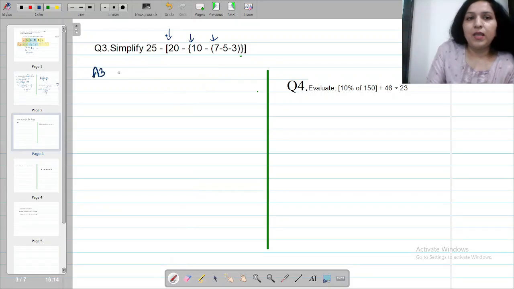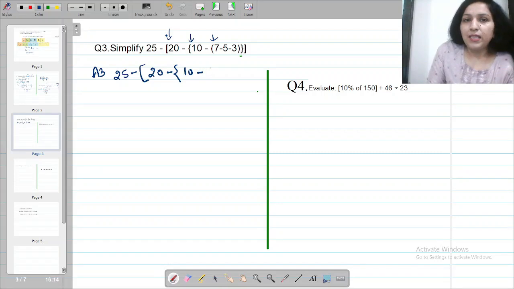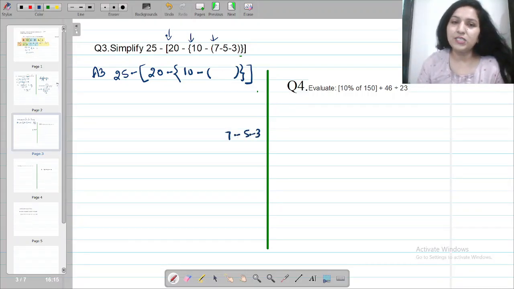Answer number 3. Question is 25 minus square bracket 20 minus curly bracket 10 minus, and there is something inside the round bracket. Now inside I'm having 7 minus 5 minus 3. It's a basic integer question. If you are still having confusion with integers, I have uploaded an integer video 2-3 days back. Please go through that video. You will be getting a command on adding and subtracting integers. So two negative numbers, when they are together, you need to add the numbers along with the minus sign.